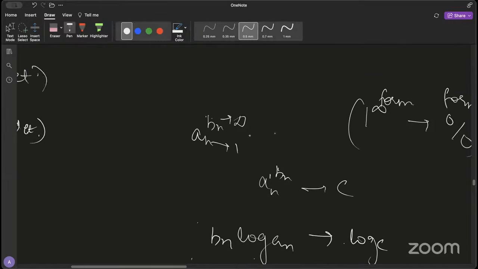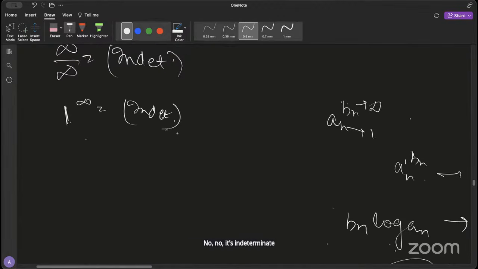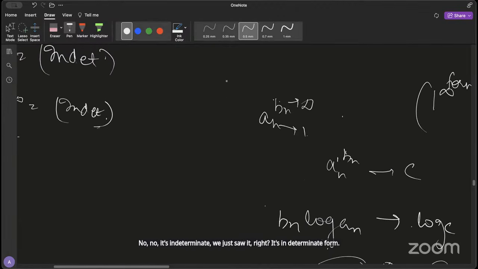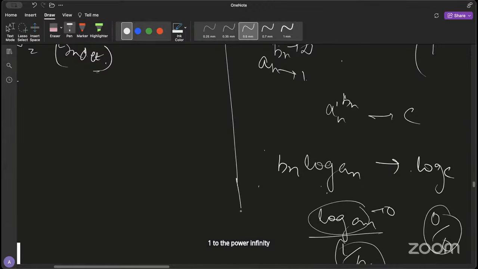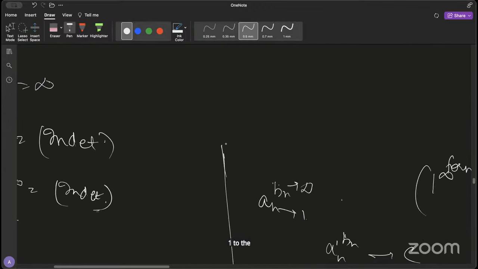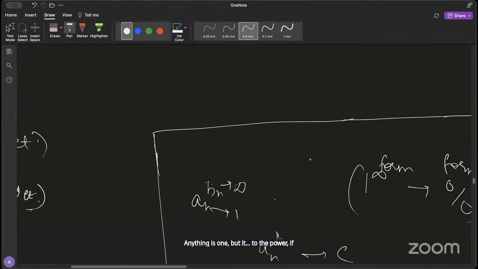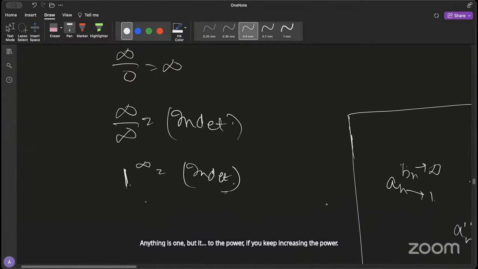But 1 to the power infinity is 1. No, it's indeterminate. We just saw it, right? 1 to the power infinity is an indeterminate form. 1 to the power anything is 1, but if you keep increasing the power, this is not 1.